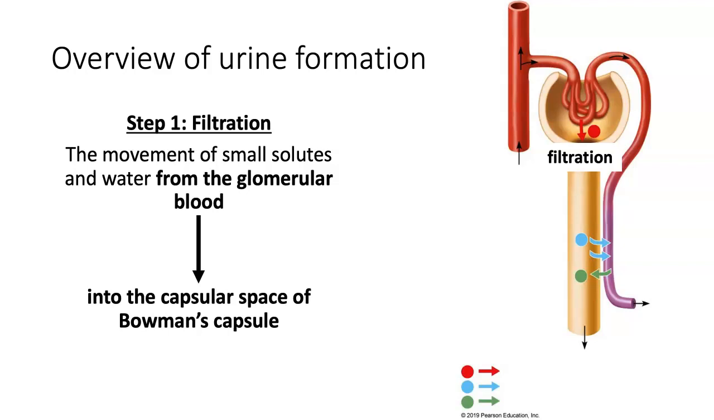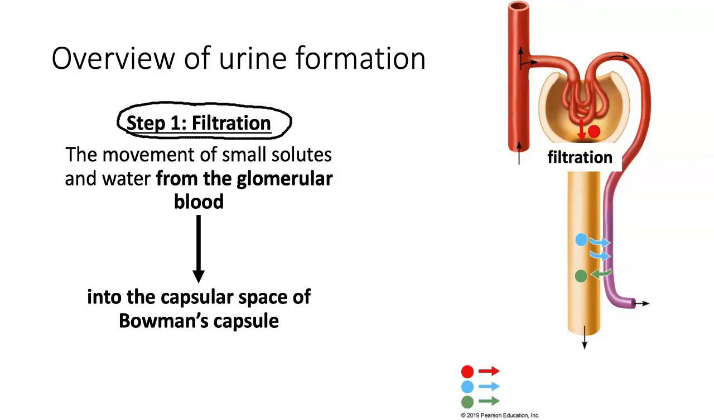One step is filtration, and filtration is the exact type of filtration that we learned about in AP1, where we pass a solution through a filter being a semi-permeable membrane, something that has pores of a certain size. And if the particles are small enough to cross that filter, then they will. But if they're too big, then they won't. And so filtration in urine formation literally is that type of filtration.